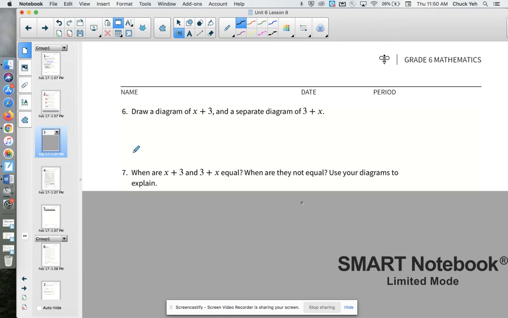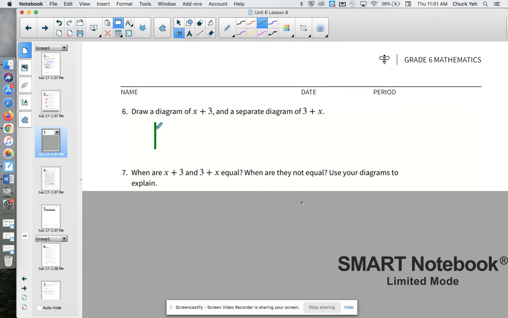Draw a diagram of x plus 3 and a separate diagram of 3 plus x. And then when are x plus 3 and 3 plus x equal? When are they not equal? Use your diagrams to explain. So go ahead and pause that. And then when you're ready, take a look at what I did.